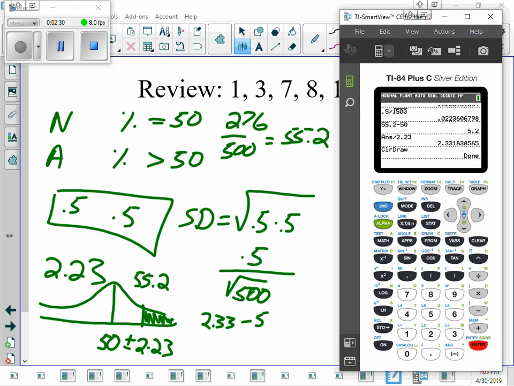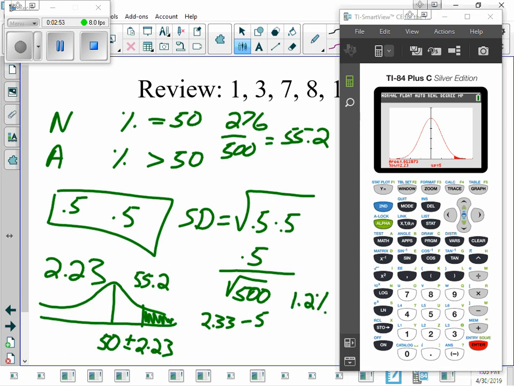Is this going to be bigger or smaller than 5%? Smaller. Bigger or smaller than 1%? Bigger. Why? 2.33 is between the 5% mark at 1.64 SEs and the 1% mark at 2.33 SEs. And looking there, we get 1.2%.